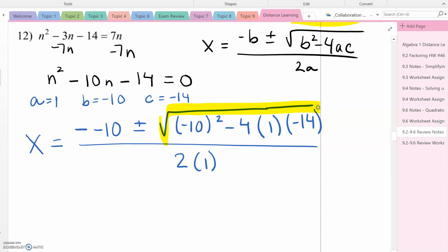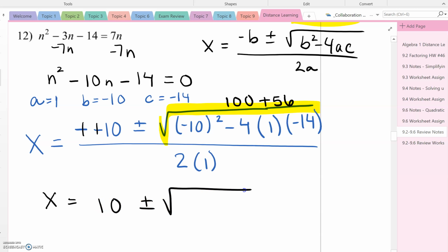Hopefully you remember by now you're doing the square root first. So negative 10 squared is 100. And 4 times 14, negative times a negative makes a positive 56. So simplifying what we have so far, a negative 10 becomes a positive 10 plus or minus the square root of 156 all over 2.